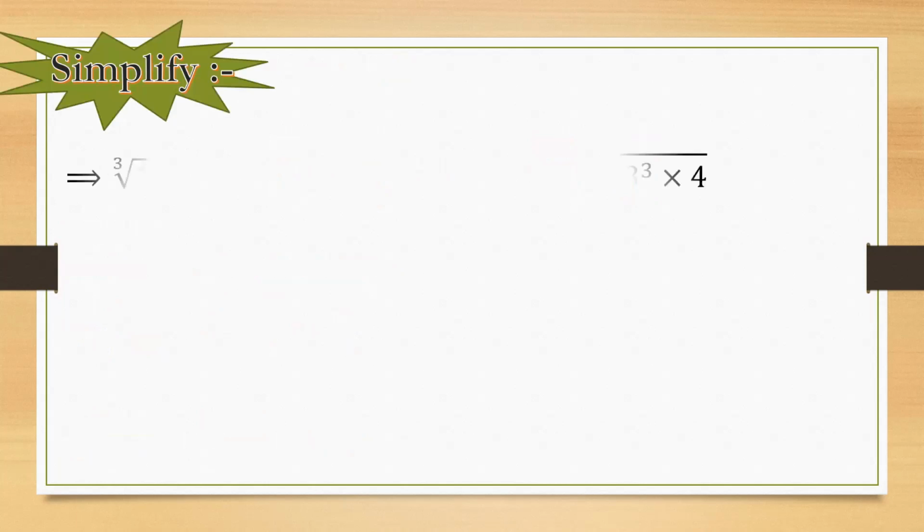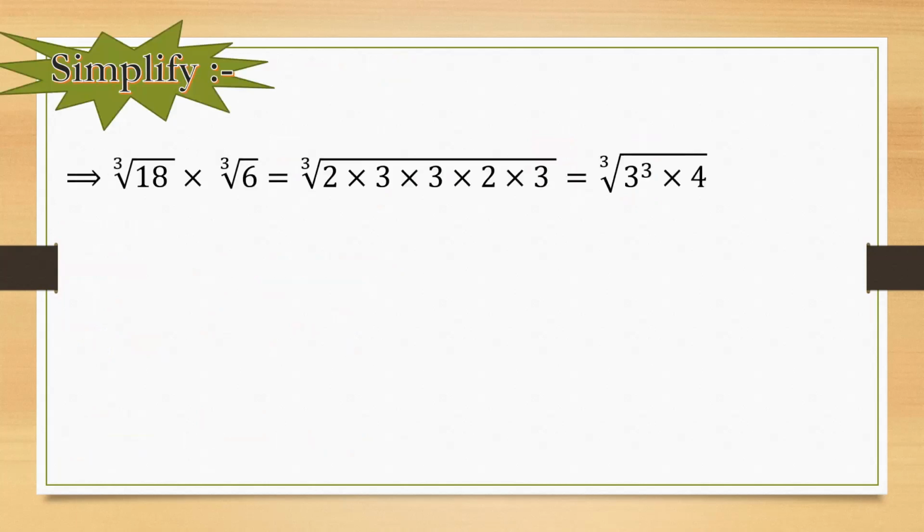Simplify. I want to make this question simpler. How can I solve it? The cube root of 18, I decompose 18 and 6. 18 will be 2 times 3 times 3, because 3 times 3 equals 9, and 9 times 2 equals 18. So I have here 3 times 3 times 3, it will be 3 power 3. And here I have 2 times 2, it will be 2 power 2, or 4.